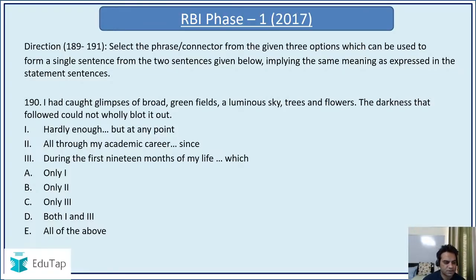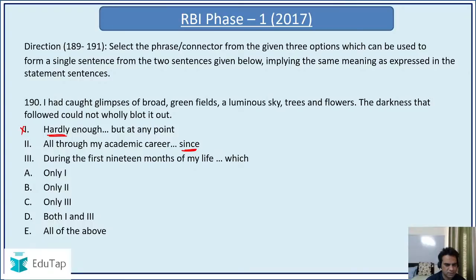Yes, guys. So I think hardly enough is wrong, because if a sentence begins with hardly, there is an inversion rule. The sentence should have been hardly had I caught glimpses of broad green fields. No, I don't think option 1 is correct here. All through my academic career. Now, in the second option, the first part was correct, but since this does not match here, all through my academic career, I had caught glimpses of this. Since the darkness, no. I think during the first 19 months of my life, I had caught glimpses of broad green fields, which the darkness that followed could not wholly blot it out.